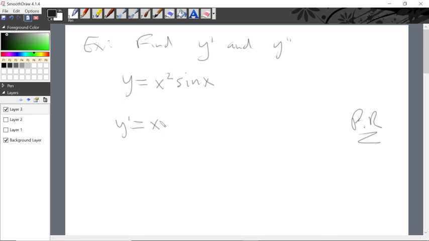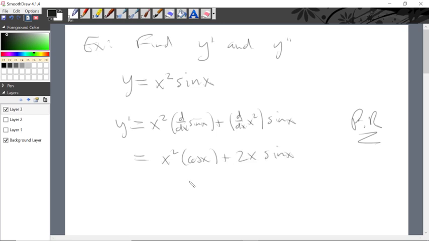Let's see, we'll leave x squared alone and then multiply by the derivative of the sine of x, plus, right, now we can take the derivative of x squared and multiply by the sine of x. All right, so I get x squared times cosine x plus 2x sine x. Okay, so I could leave the answer like that.